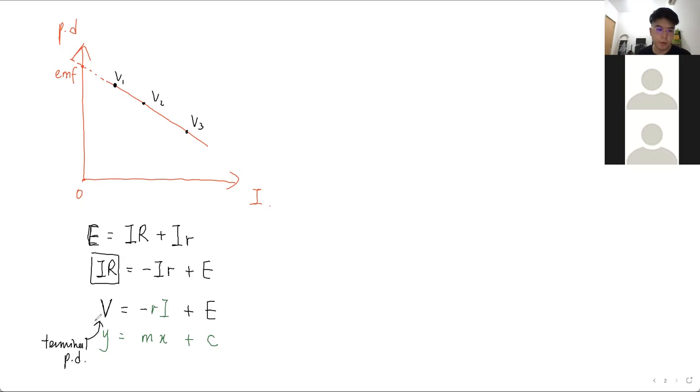Okay, then you can compare. Your y-axis is the V, and your x-axis is the I. Your y-intercept, where the graph touches the y-axis, is your EMF. That's why this is the EMF. And your gradient, you can see there's a negative here. That's why the graph is sloping down. So negative r. So the gradient here, if you take the gradient, what do you get? You get the internal resistance. So that is how we find the internal resistance and find the EMF of the battery.